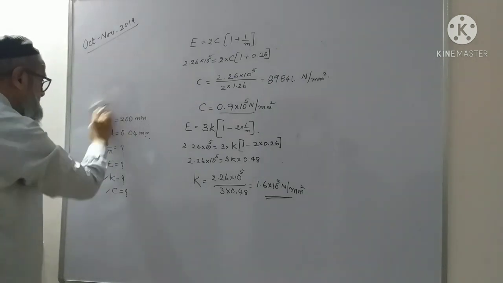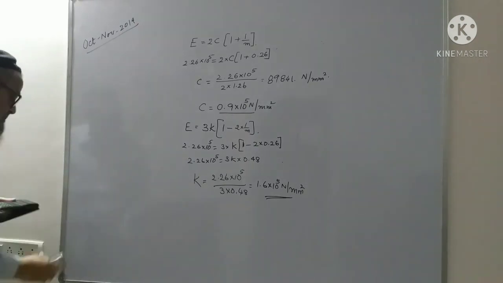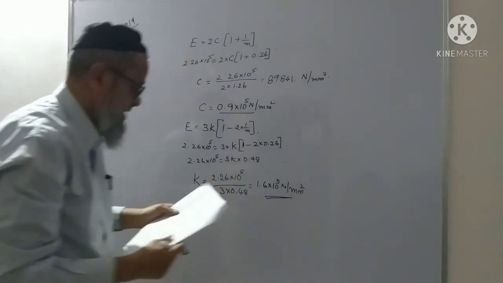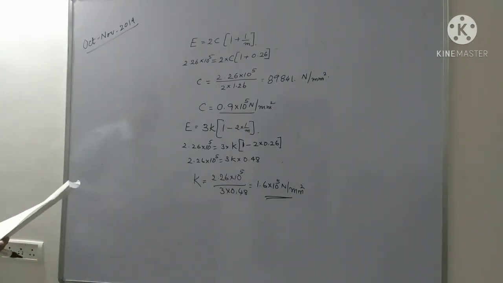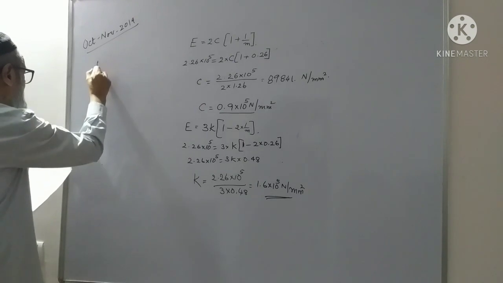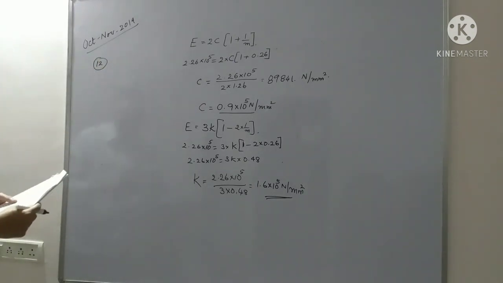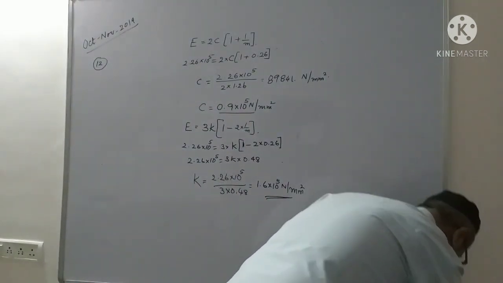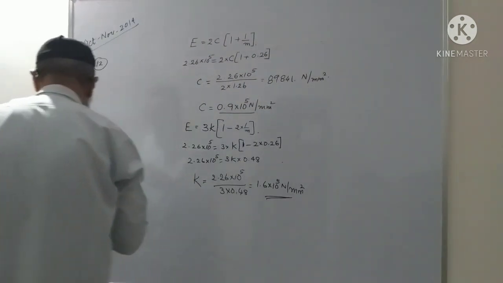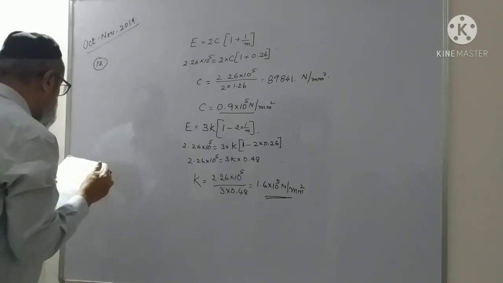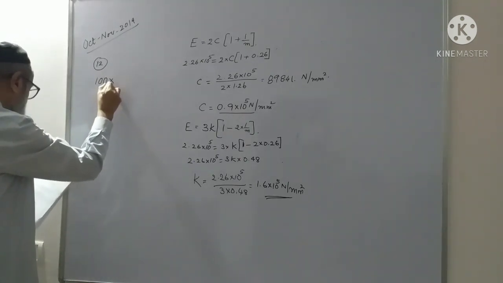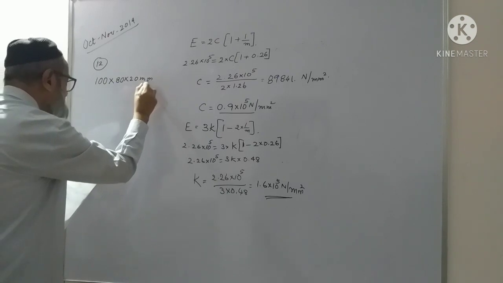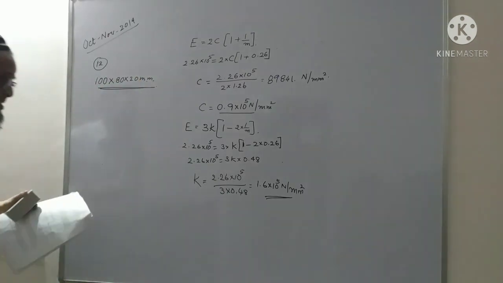Next, 12th problem. I'll take up the 12th problem in the paper. 12th problem is: find the center of gravity of L section, or you can also call it angle section, that is better. Angle section with dimensions 100 by 80 by 20 millimeter. These are the dimensions of this thing.